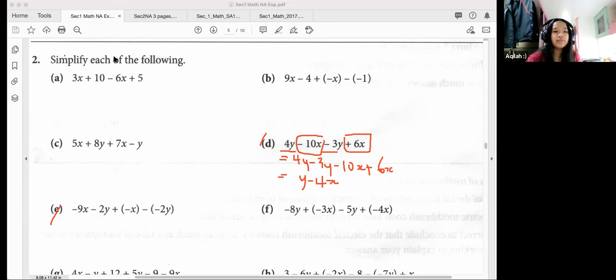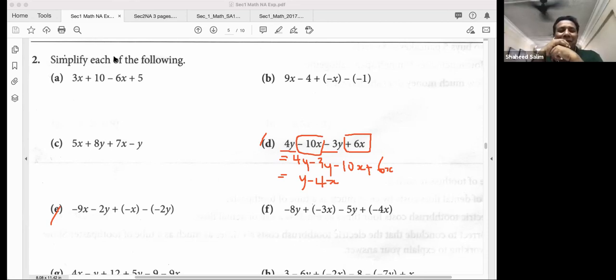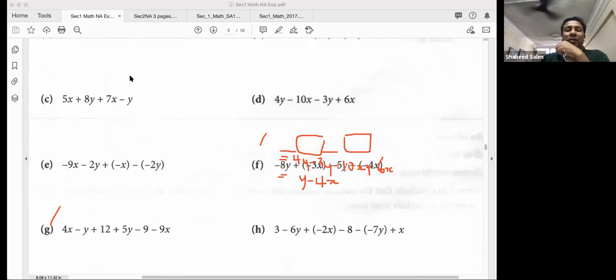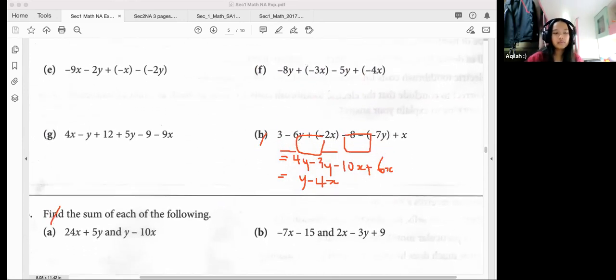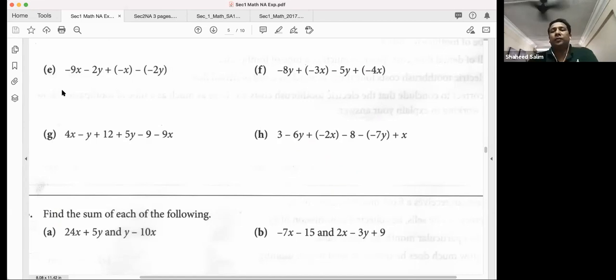Sorry, can I write it down first? Sure, sure. Okay, let me do here. So E, I will rub off the rest. Hold on, I just share screen again. Hold on. Okay.